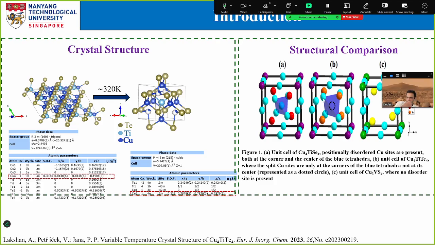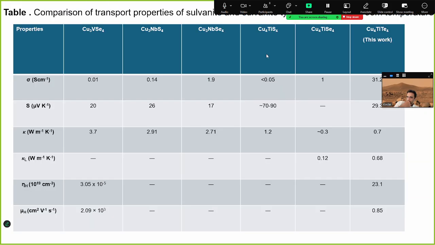So actually this is involved in the transport property as well, because if you see in the case of the fully solvent compound, the electrical conductivity is very high. And in the case of selenide, even the thermal conductivity is very high, but why is the thermal conductivity very low? Because of the disordered copper. So disordered copper here is like a rattler in the system. So that's why the thermal conductivity is very low.